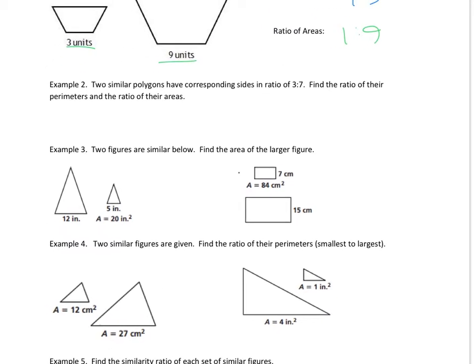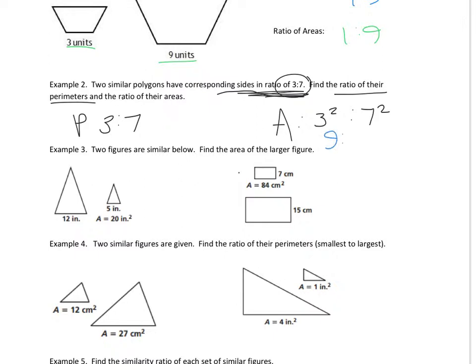Number 2. Two similar polygons have corresponding sides in ratio 3 to 7. Find the ratio of their perimeters and areas. So remember, the perimeter ratio is going to be the exact same, so 3 to 7. The area is going to be 3 squared to 7 squared. So 3 squared is 9, 7 squared is 49, so it's 9/49. Or 3/7 if you want to write it as a fraction instead.